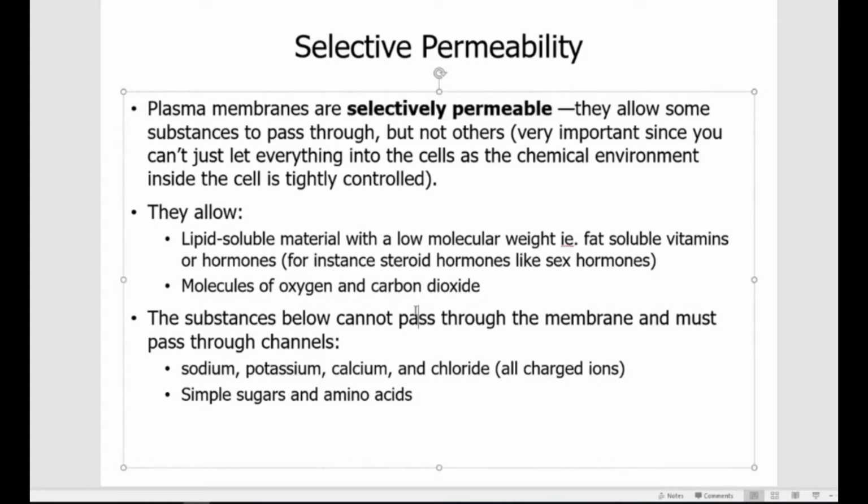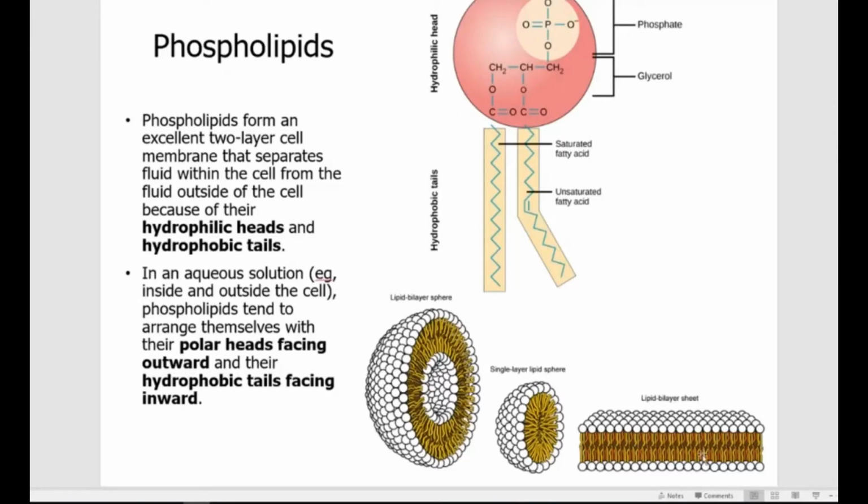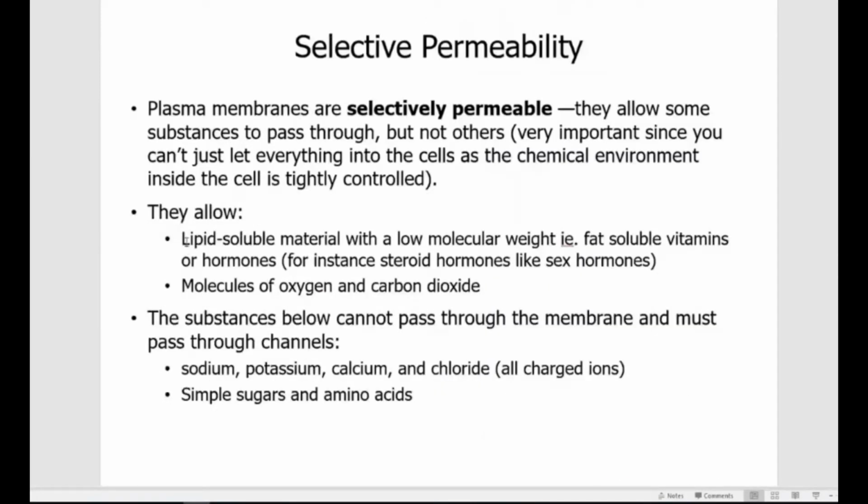So the cell membrane usually allows lipid-soluble materials to pass through. And why is that? Because of the fatty acid tails, right, which are nonpolar. So the nonpolar materials, which are lipophilic, they're like lipids, they're lipid soluble, those materials can pass through this fatty acid tail section very, very easily. And so usually they don't have any trouble passing through the cell membrane. But there's a little catch there. They can't be too big. They have to be relatively small molecules.